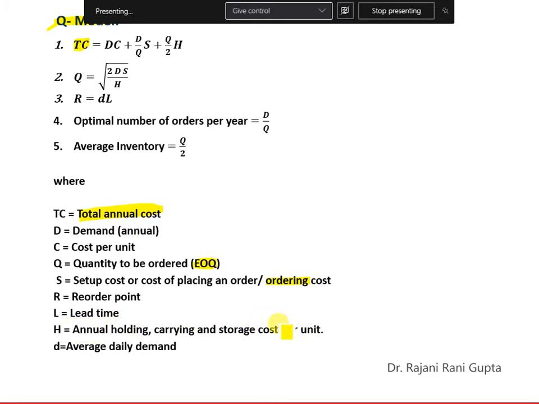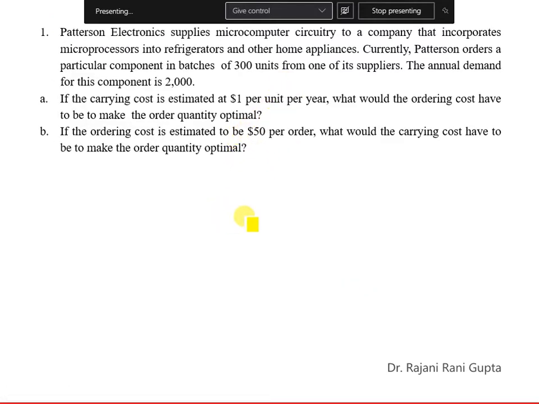These are the different costs associated with the inventory system. Small d stands for the average daily demand. Capital D stands for the annual demand, while small d stands for the average daily demand. On the basis of this, we have formulas for the total annual cost, quantity to be ordered, reorder point, optimal number of orders per year, and average inventory. Based on these formulas, we can perform the calculations. Suppose we consider this example.